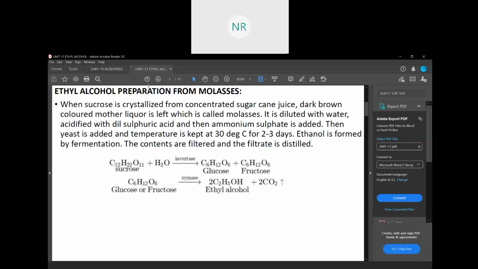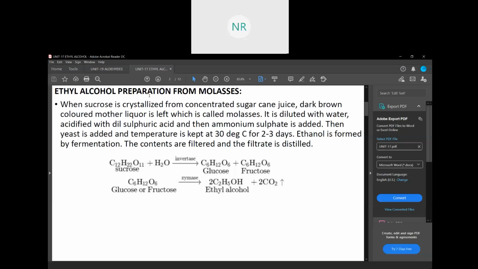So how is ethyl alcohol prepared from molasses? Molasses is the waste product that comes after sugar cane juice. When sucrose is crystallized from concentrated sugarcane juice, a dark brown colored mother liquor is left, which is called molasses. It is diluted with water, acidified with dilute sulfuric acid, and then ammonium sulfate is added. Then yeast is added and the temperature is kept about 30 degrees Celsius for 2 to 3 days.